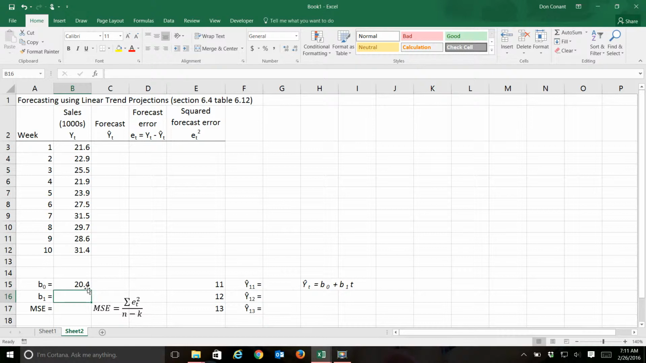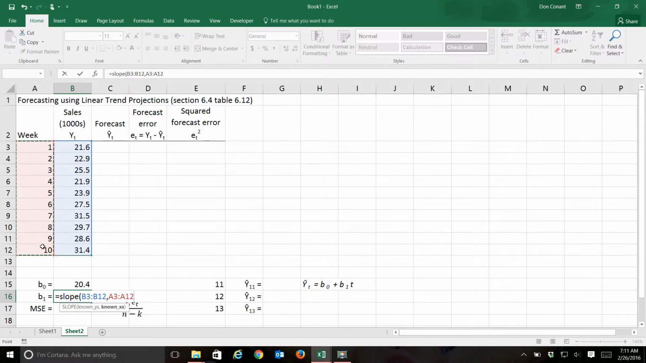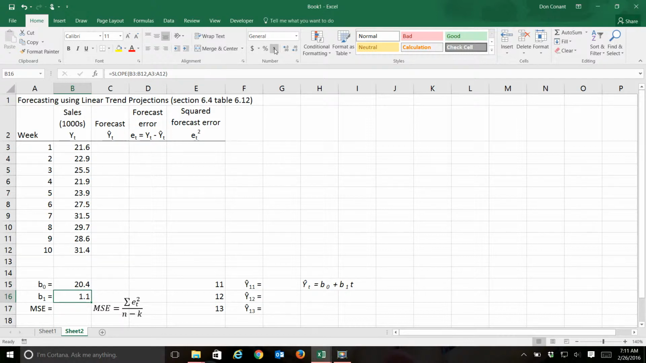Now we want the slope. So how much does it increase each week? So in Excel, we'll use the slope function. We have known y's. We have our y's, comma, and our x's, again, our period here. And we see that each period we increase by 1.1 times 1,000.